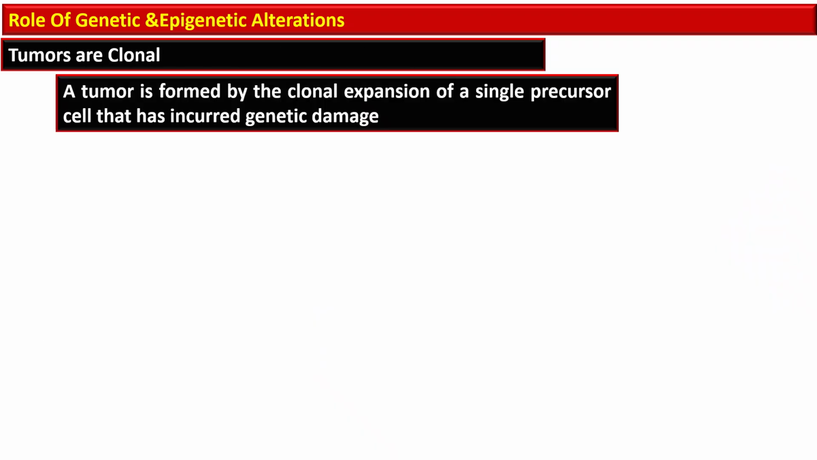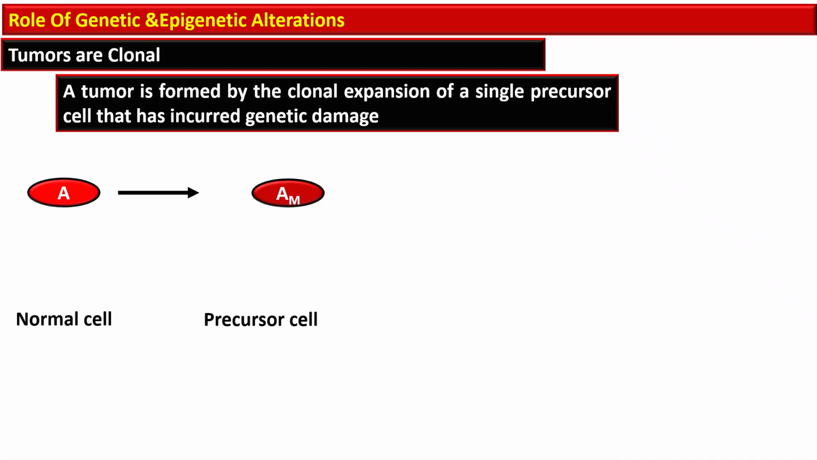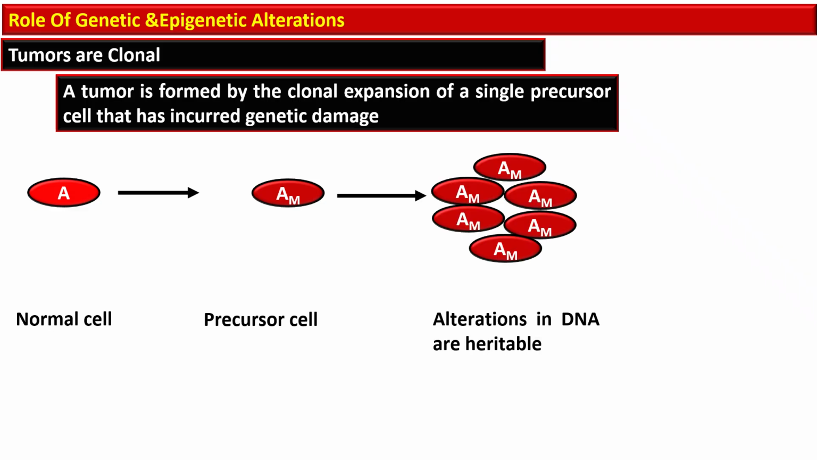The tumor arises from the clonal expansion. A single precursor cell acquires genetic damage and starts dividing. Initiating genetic damage occurring in one cell sets the stage for the cancer development. There may be heritable mutations. The initial mutations are passed on to all daughter cells during cell division. All tumor cells share these original mutations.